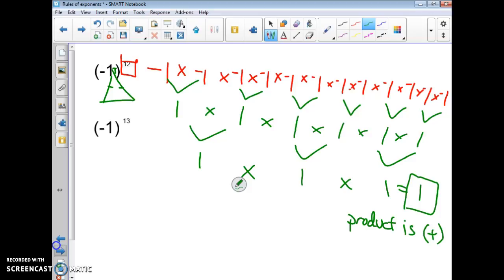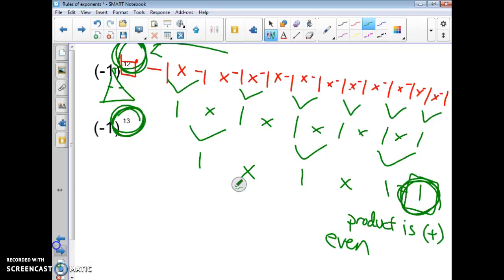Okay? And it's positive because this exponent way back up here is even. Right? So if your exponent is even, it's going to lead you to a positive answer. If your exponent, like the 13, is odd, that tells you that your answer is going to be negative. Okay? And we can go ahead and list out 13 negative ones. I'm not going to do that.